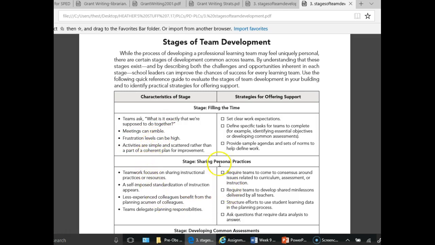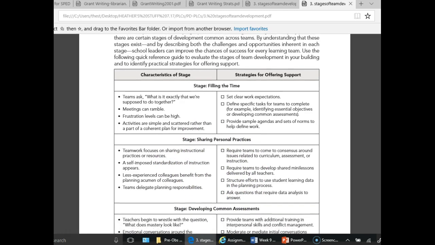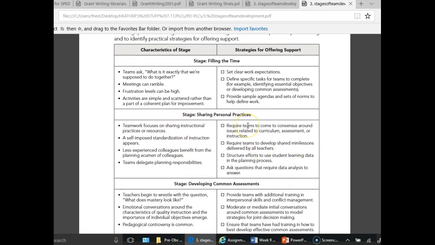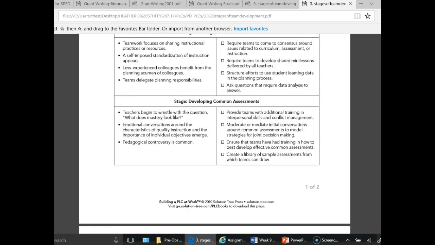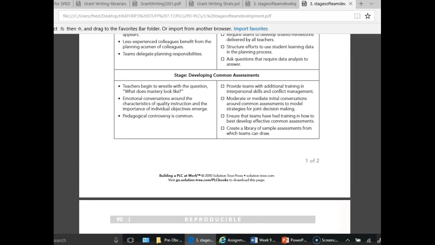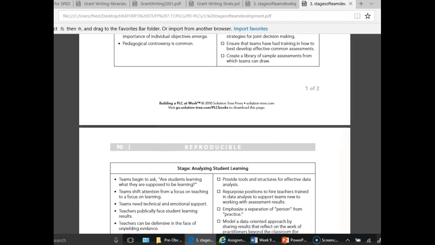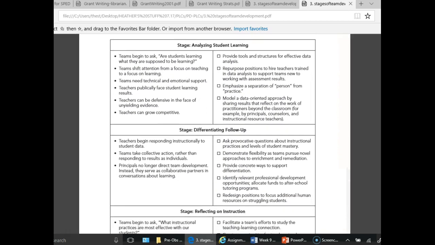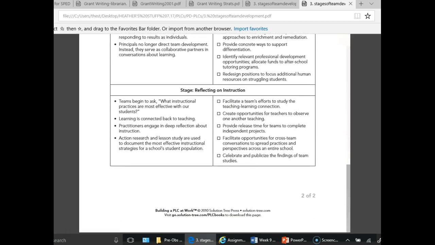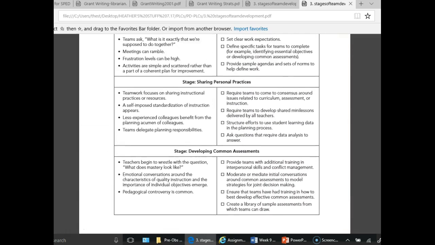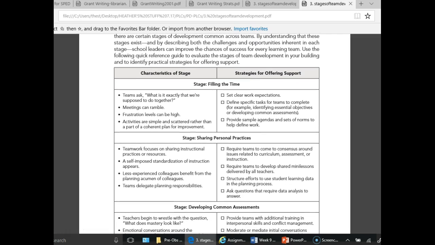And then they kind of move into sharing personal practices. So maybe there's more trust and collaboration happening there. They see the need for collaboration, but still, the output in the product is low. And so then this goes through how they progress into developing actual assessments together, analyzing student work, differentiating follow-up, and then reflecting on instruction.